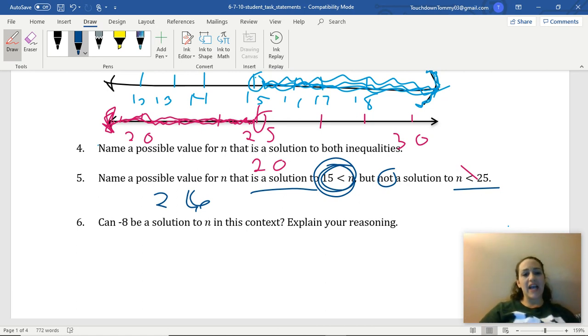Then we're asked, can -8 be a solution to n in this context? All right, well, if you look at this purple number line again, purple number line is shaded to the left. It's shaded going lower, lower, lower. They could have scored 0 points. However, in a basketball game, there's no situation where we have negative points on the board. There's no situation where you give away points.